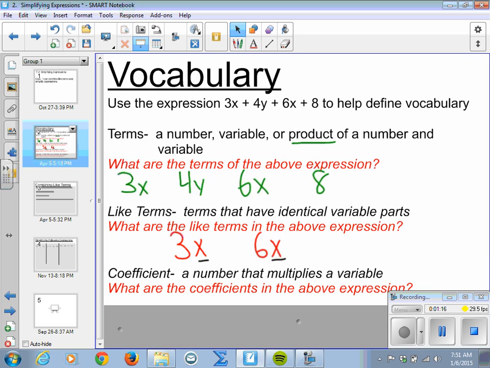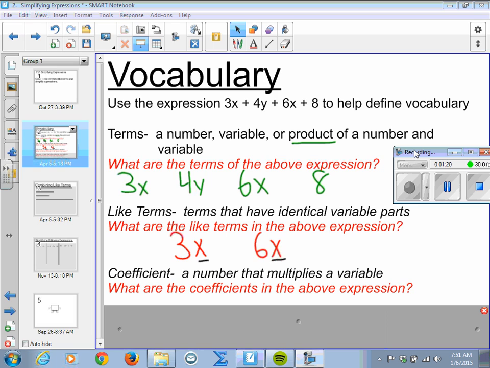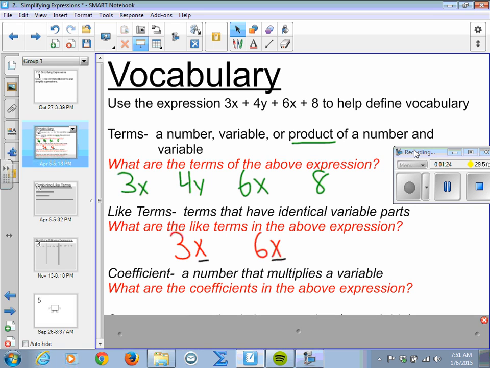We have coefficient. This is a vocab word that we learned earlier. It's a number that multiplies a variable. So for that expression above, we have the number 3 as a coefficient because it multiplies the x. 4 is a coefficient, it multiplies the y. And then 6 is a coefficient, so it multiplies the x there.